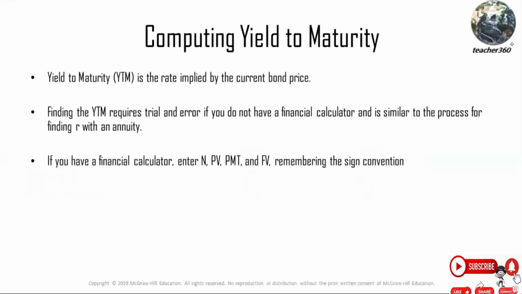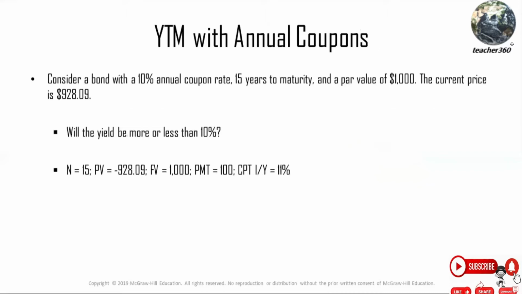Computing yield to maturity. We know that yield to maturity is the rate implied by the current bond price. We can calculate yield to maturity using a financial calculator or the trial and error method.